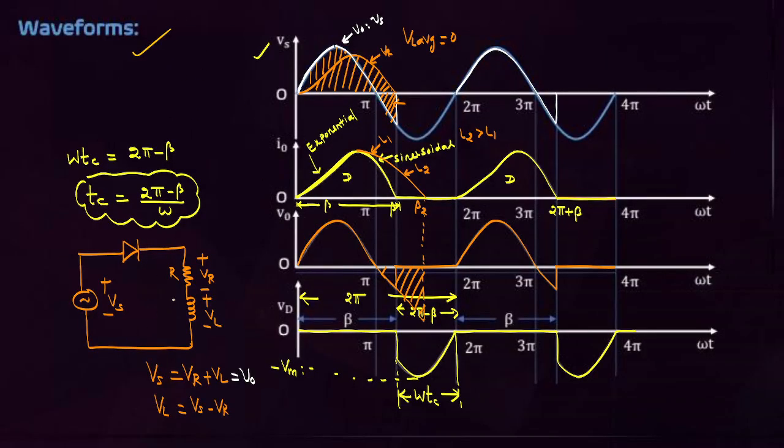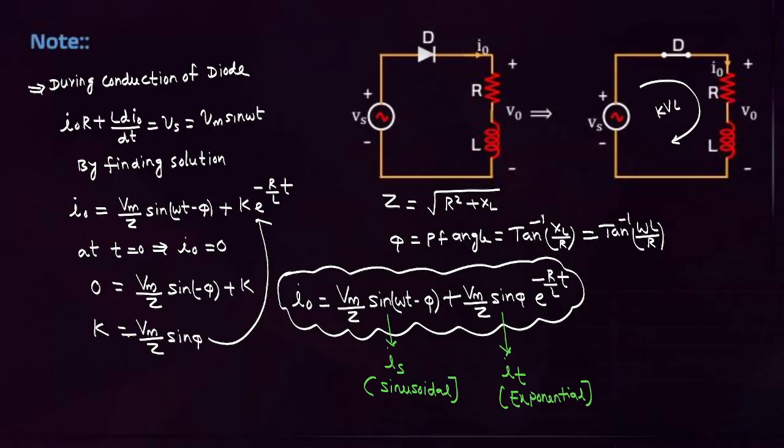You need to practice these waveforms. Mainly, circuit turn off time is important: 2 pi minus beta by. And one more observation, you have to concentrate on with respect to RL load.